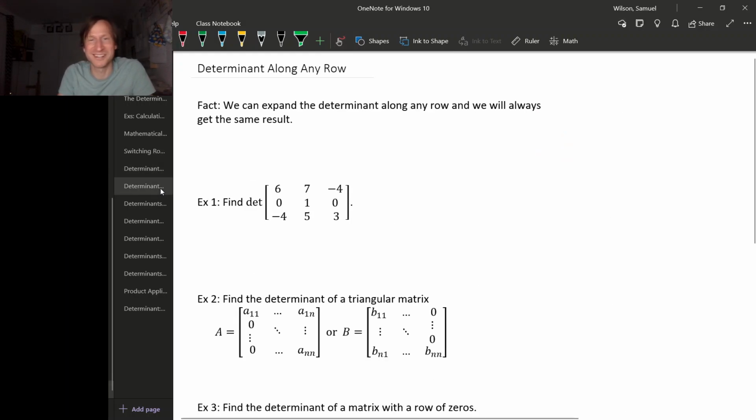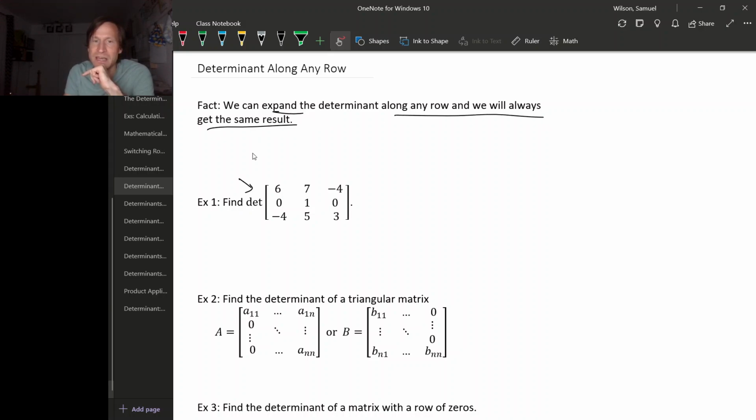Let's look at a couple examples because it's a little hard to believe. So let's find this 3 by 3 determinant. If we didn't know what we just figured out, that you can expand the determinant along any row and you always get the same thing, we would expand along the first row. And this is what we'd get. So we'd get 6 times the determinant down here, which is 3, minus 7 times the determinant here, which is 0, plus negative 4 times the determinant here, which is 0 plus 4.